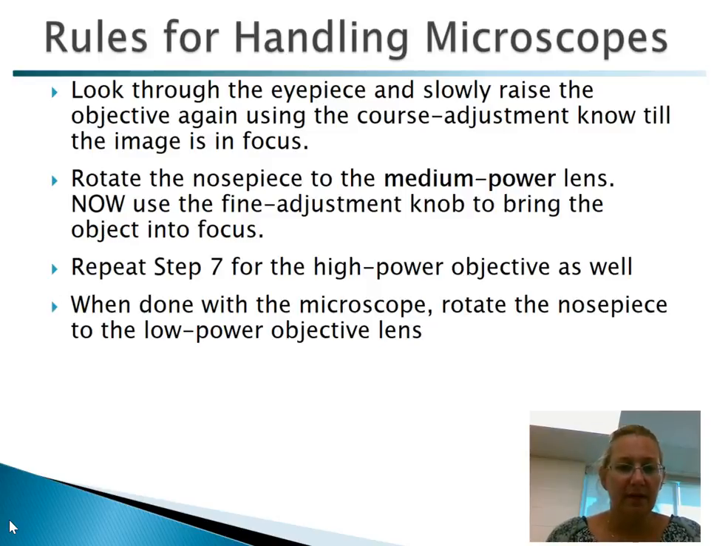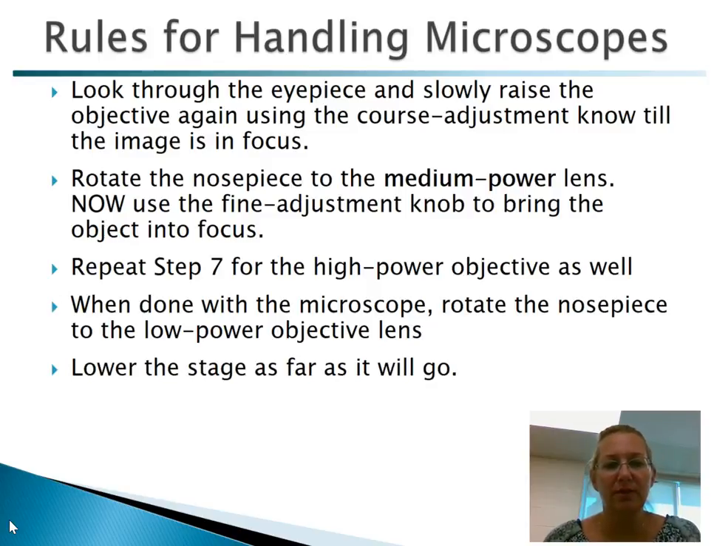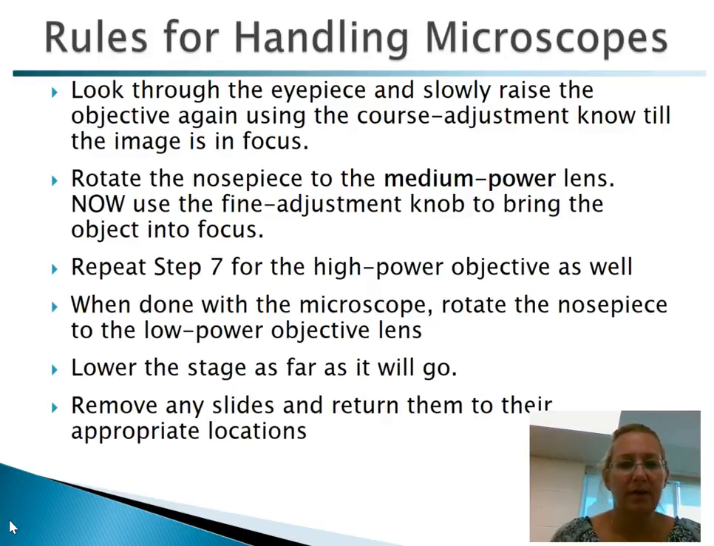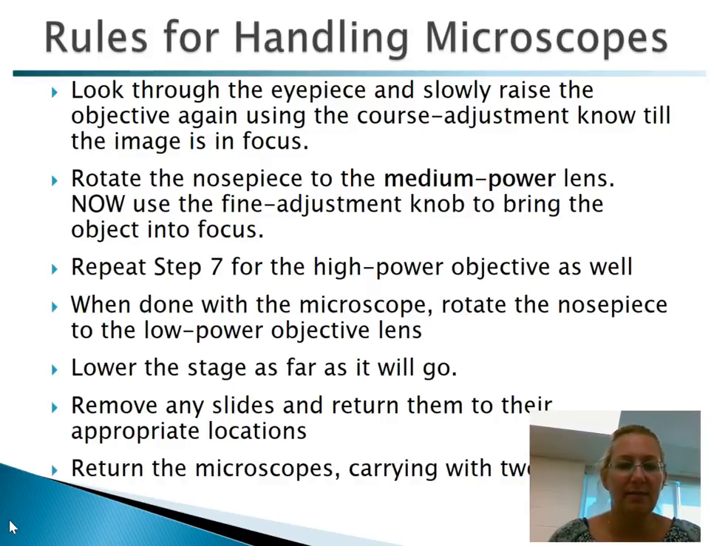Once you are done drawing your image and have found your objects and you're all done with that slide, you need to rotate the nose piece back to the lowest power objective lens before you take off the slide. You also want to make sure you lower the stage as far as it will go. That will maximize the distance between the slide and the lenses to make sure that none of them scratch or break. And again, if you're done with the slides or the microscope, make sure to return everything to their appropriate locations and make sure again to carry that microscope with 2 hands.